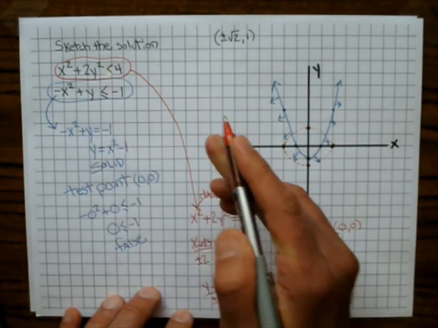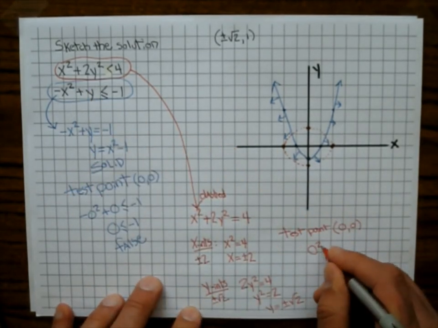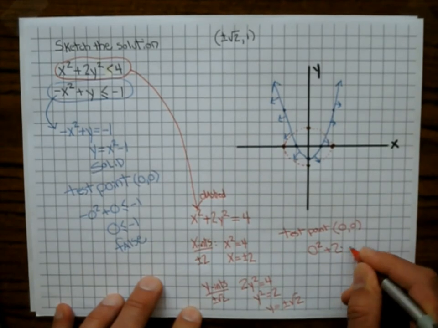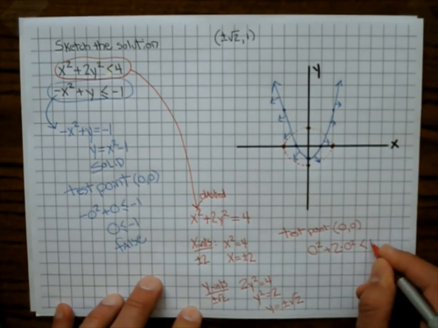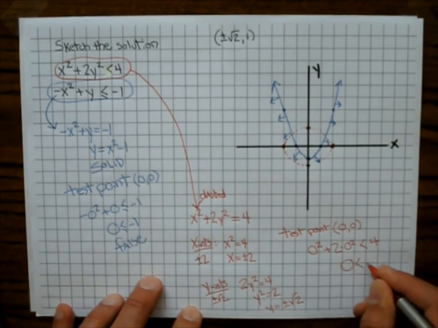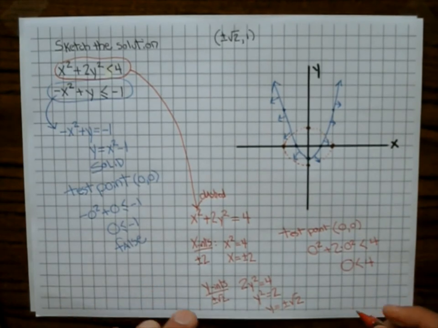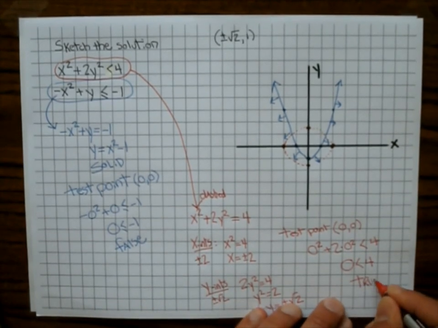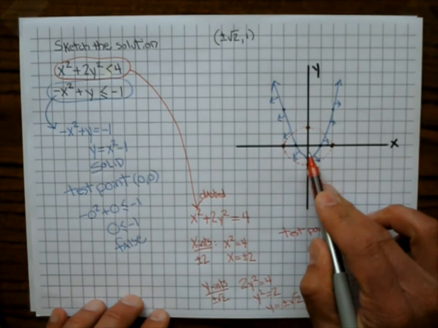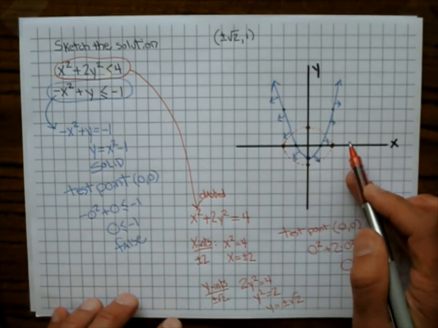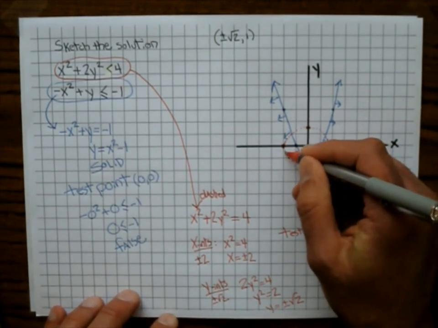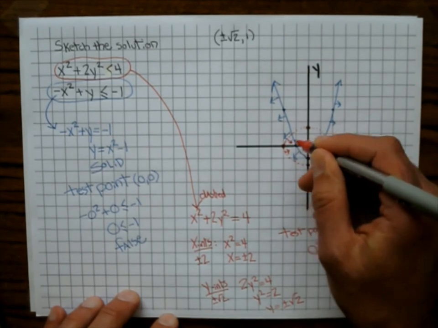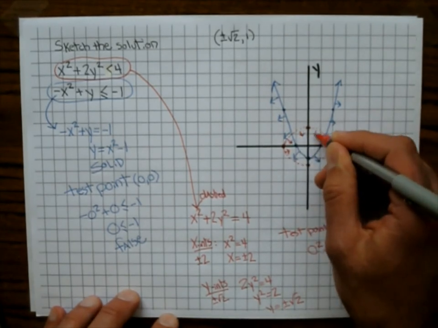I plug it into the inequality. I get 0 squared plus 2 times 0 squared is less than 4. 0 is less than 4, which is true. So anything inside the ellipse would have been true, and anything outside the ellipse would have been false. So I would be shading inside the ellipse.